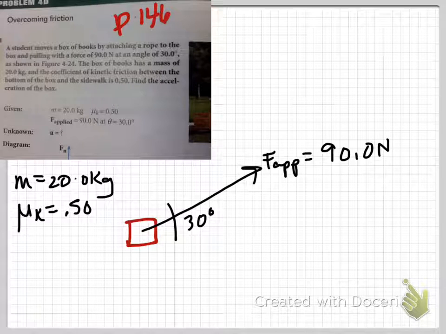Okay, so we're told that a student's moving a box of books. They have this box, they've tied a rope to it, and they're pulling with a force of 90 newtons at 30 degrees above the horizontal. They actually drew you a picture, but I've drawn it here for you. We're given the mass of the box of books, 20 kilograms, and we're given the coefficient of kinetic friction between the box and the sidewalk. What they want to know is the acceleration.